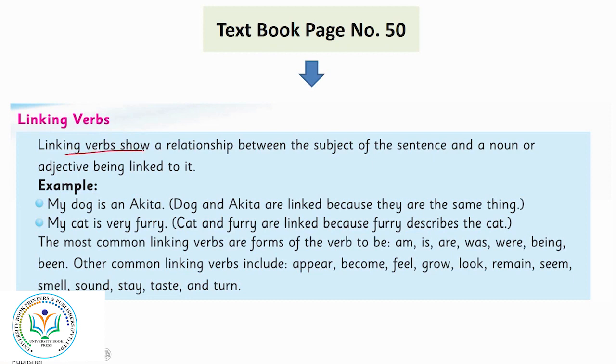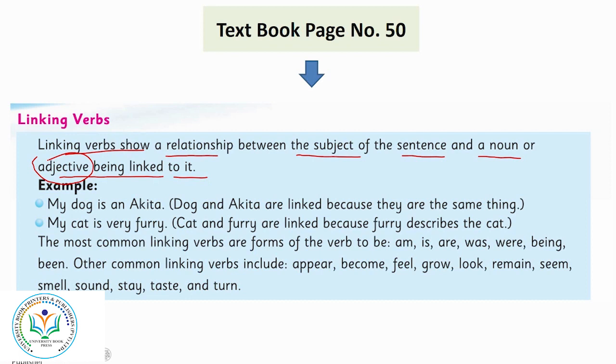Linking verbs show a relationship between the subject of the sentence and a noun or adjective being linked to it. An adjective is a part of speech that tells you more about the noun: its color, size, shape, material, everything. It can be both good and bad. So, what does a linking verb do? It shows a relationship between the subject of the sentence and a noun or adjective.